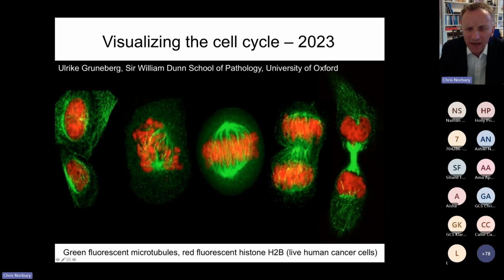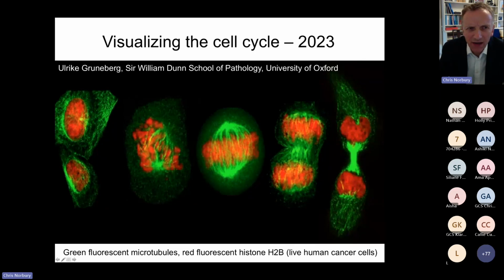So how can we learn more about this process of the cell cycle, which generates more cells, of course, in perfectly normal tissues as well as in cancer cells? This is one way of visualizing the cell cycle process. These are just static images. I'll show you a movie in a second.